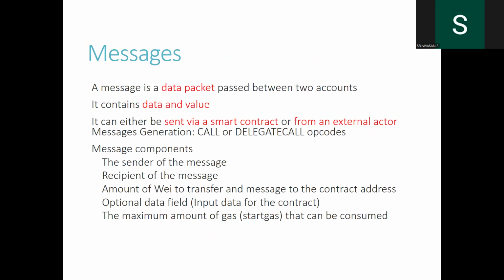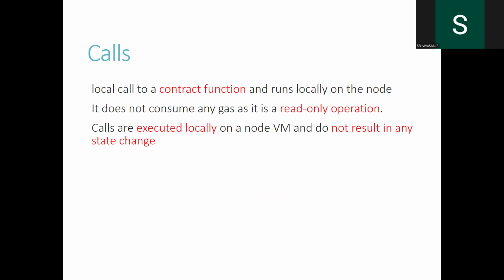Now we see what a message is. A message is a data packet passed between two accounts. It contains data and the value. It can either be sent via the smart contract or from an external actor. Message generation is done using the call or delegate call outputs. It has a few important components: sender, recipient, amount of Wei, optional data field, and the maximum amount of gas that can be consumed. Local calls to the contract functions run locally on the node.